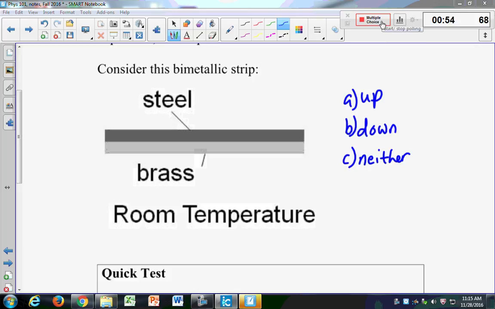All right, I'm going to stop in 5 seconds at 1 minute. I'll stop at 1:05.